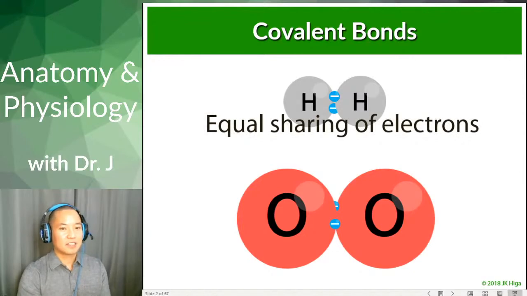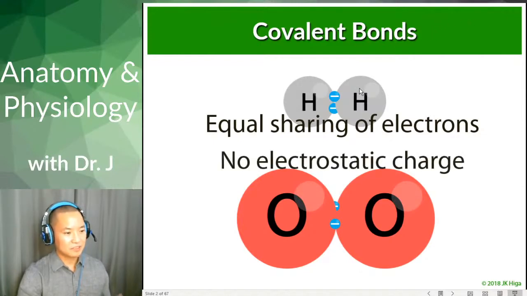So the thing is that when it's a nonpolar covalent bond, it's equal sharing of electrons. Therefore, the charge is distributed. Remember, electrons are negatively charged, so you have equal sharing of that negative charge between the electrons. So therefore, in a nonpolar covalent bond, there is no overall electrostatic charge.